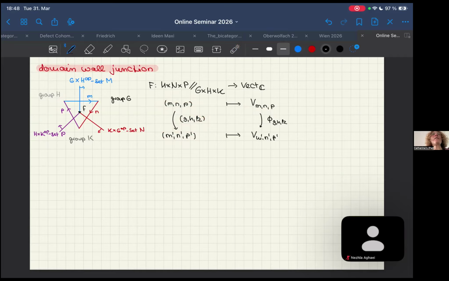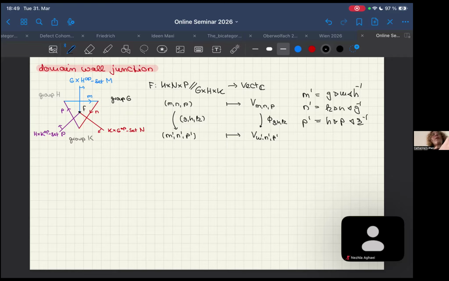So we have M prime. In this situation, we would have M prime is G acts on M, acts on H. And N prime, I think here we take an inverse. And N prime is K acts on N. And then we have G inverse, and P prime would be H acts on P. And here we would have the K inverse. So that's the action groupoid, and to the domain wall junction, we would assign a representation.